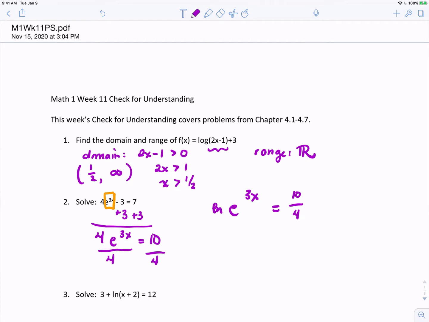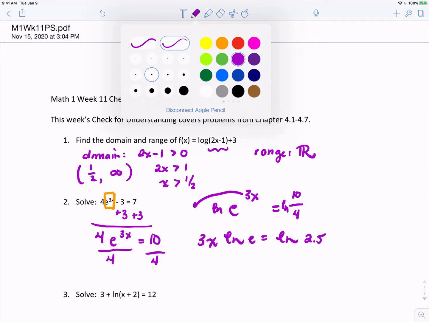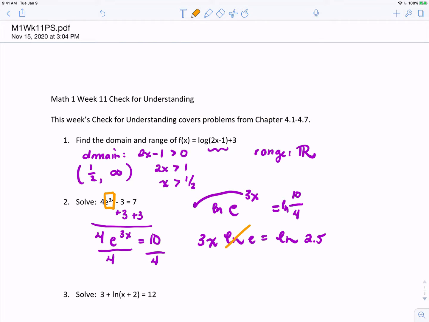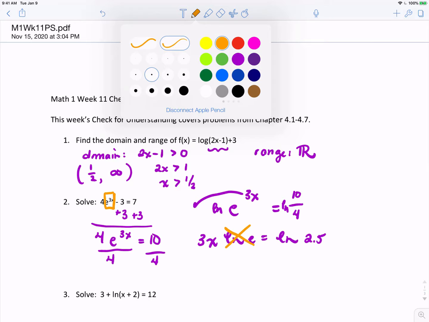Now we can take the log of each side, and it's often easiest to use a natural log. By the power rule, we can bring down the power. So 3x times the natural log of e is equal to the natural log of, since this is a friendly decimal, I'm just going to change this into a decimal, the natural log of 2.5. The reason we like to use the natural log is because we know that the natural log of e is equal to 1, so we can ignore it.